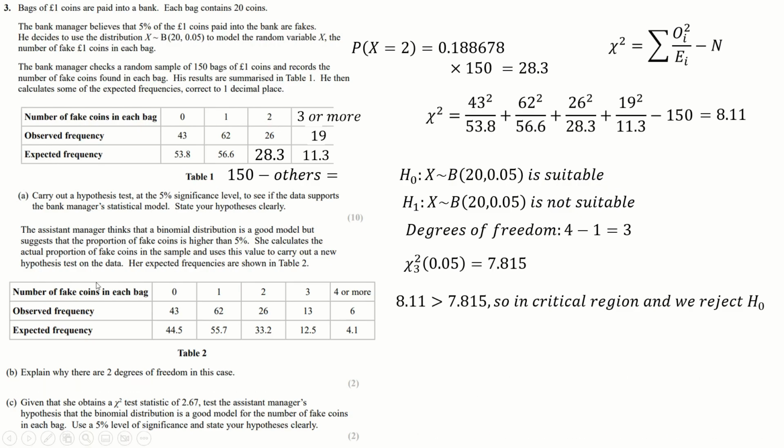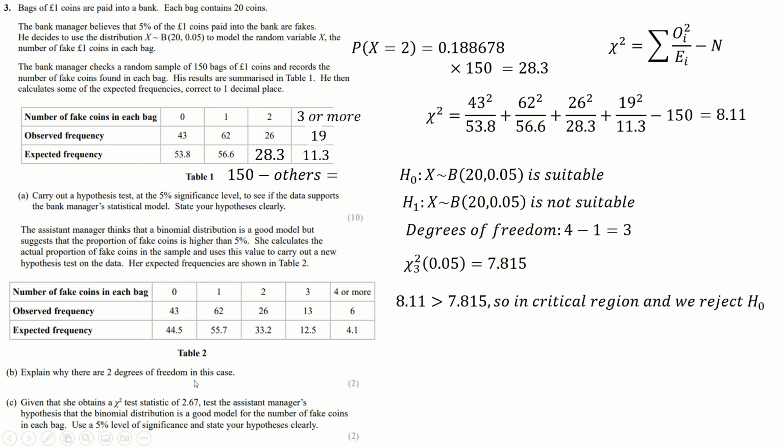Now we're on to the next question. So the assistant manager thinks that binomial distribution is a good model, but it's just the proportion of fake coins is higher than this. So she calculates the actual proportion of fake coins in the sample, and then extrapolates that to find these expected frequencies, is what she's doing. And her expected frequencies are shown in here.